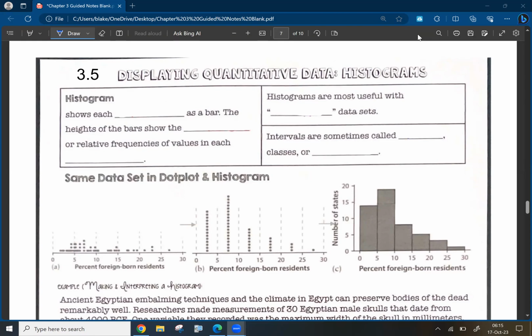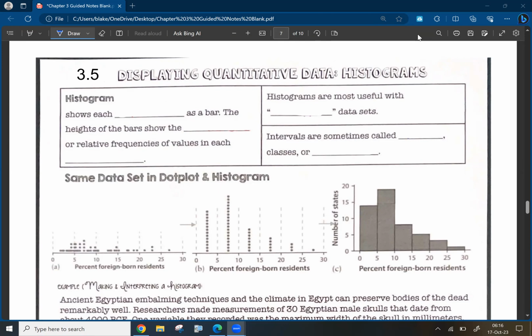Histograms are like bar graphs, but they are distinctly different. We'll talk about that throughout this section of notes. Just remember, think of it like a bar graph, but understand there are definitely some differences between this and a bar graph. So let's get into this.